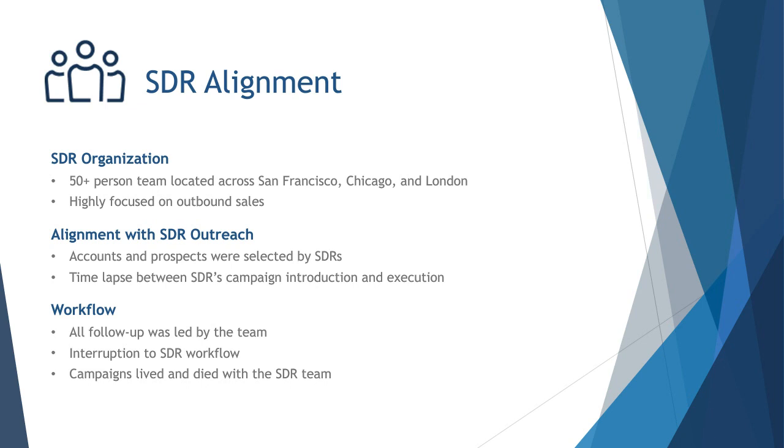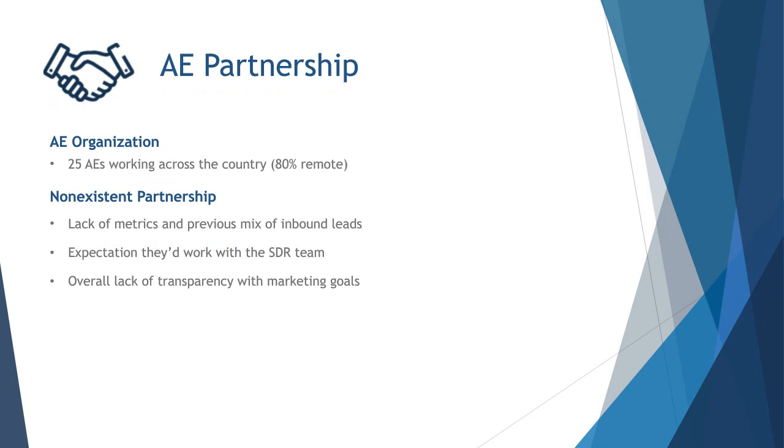It was just kind of, this was the status quo, and we were going to keep going forward with it. And beyond that, we had a very small partnership, is probably a generous word at this point, a partnership with our account executive team. So I mentioned that our SDR team is about 50 people. Our AE team is just as big. It's about 25 to 30 people.